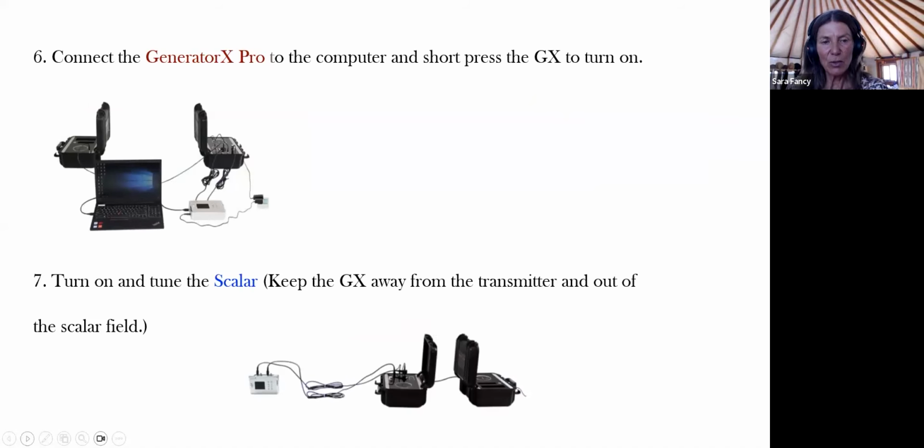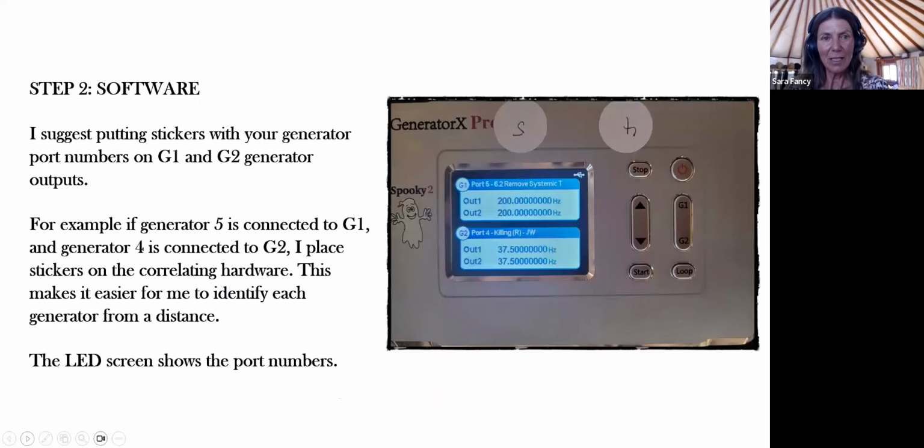The next thing you do is turn on and tune the scalar. You keep the Gen X away from the transmitter and out of the scalar field. And that's it. That's installing the hardware. You've done it. So now we're going to go to the software.